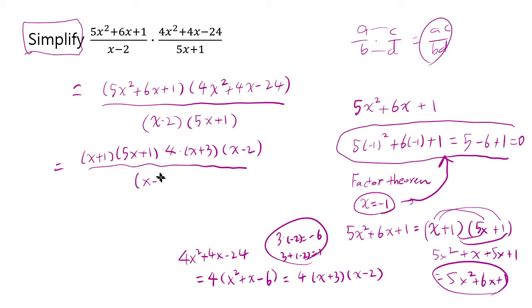And here I have x minus 2, 5x plus 1, and I see that indeed 5x plus 1 and 5x plus 1 are common, so they factor away. x minus 2 factors out, and you're left with x plus 1 times 4 times x plus 3, and I would just put the number in front. That's more customary.